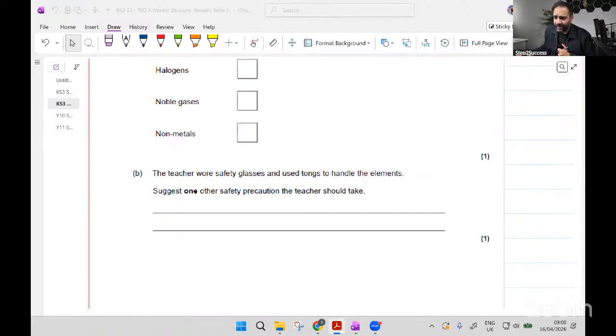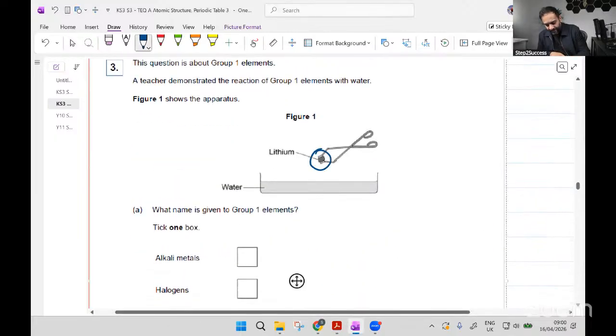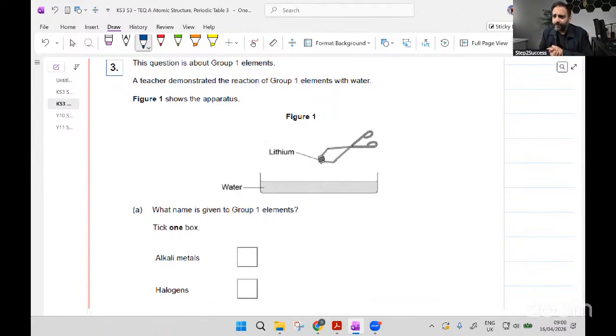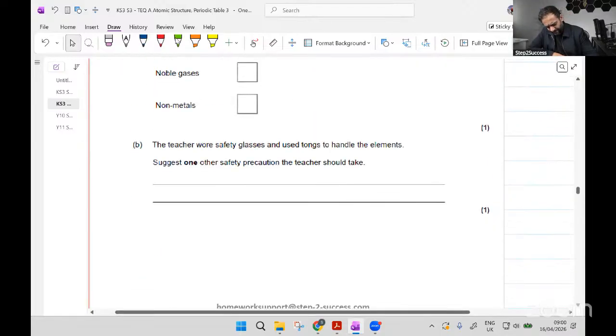Well, it's quite a lot of things. Maybe stand away from it. Let me see what the mark scheme wants you to do. Keep a safe distance. I think that would be fair enough as well. You could say that if you're going to use a little bit of metal, then make sure you use a small amount. Don't use a massive chunk of it and put it into the water because then it'll be more dangerous. So keeping a safe distance, I think, is probably the simplest one.